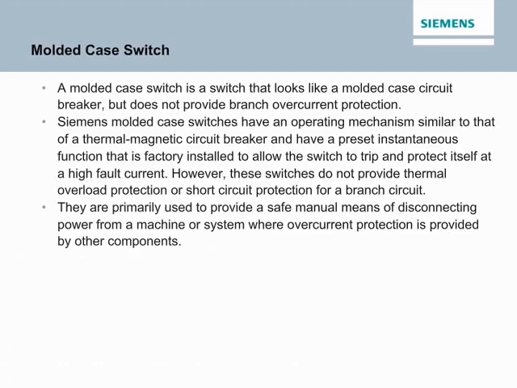A molded case switch is a switch that looks like a molded case circuit breaker but does not provide branch circuit protection. Siemens molded case switches have an operating mechanism similar to that of a thermomagnetic circuit breaker and have a preset instantaneous function factory installed to cause the switch to trip and protect itself at a high fault current. However, these switches provide no thermal overload protection or short circuit protection for a branch circuit. They're primarily used to provide a safe manual means of disconnecting power from a machine or system where overcurrent protection is provided by other components.